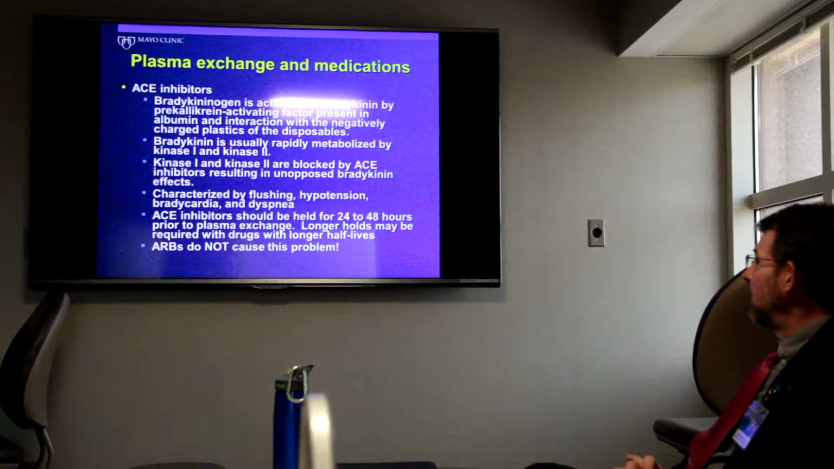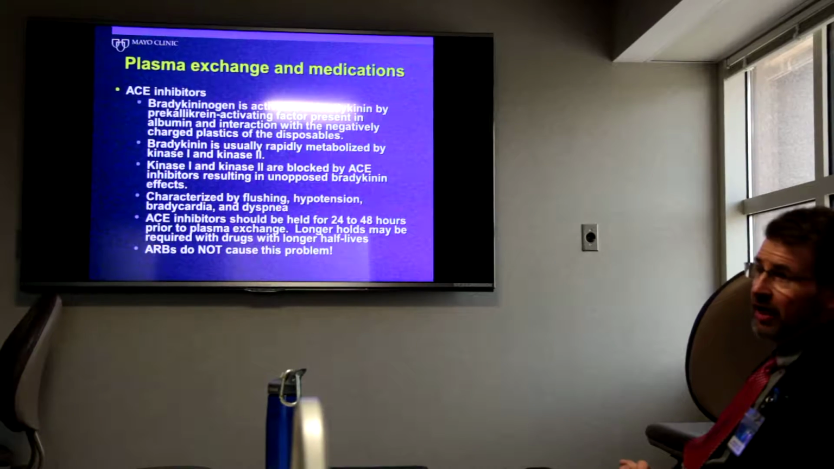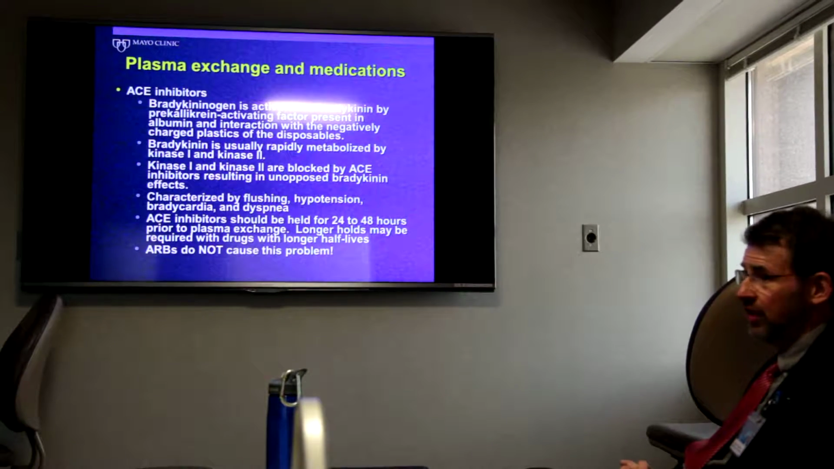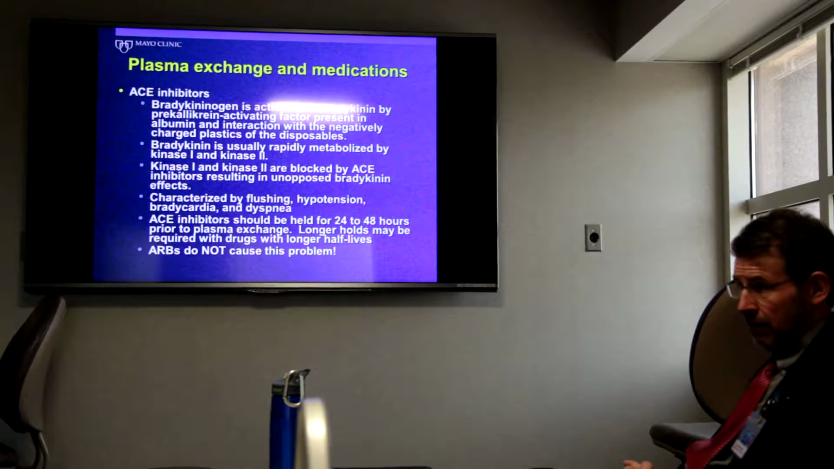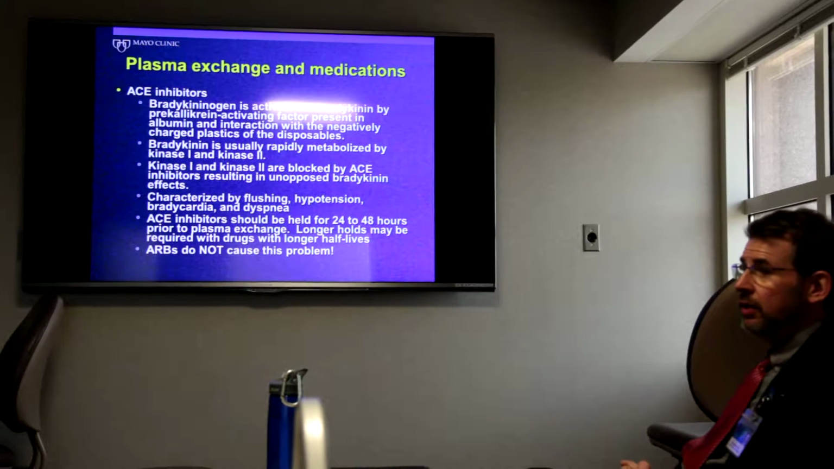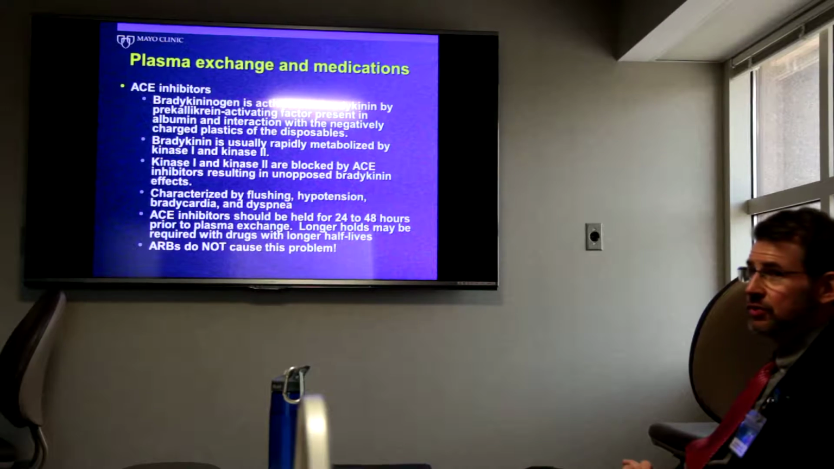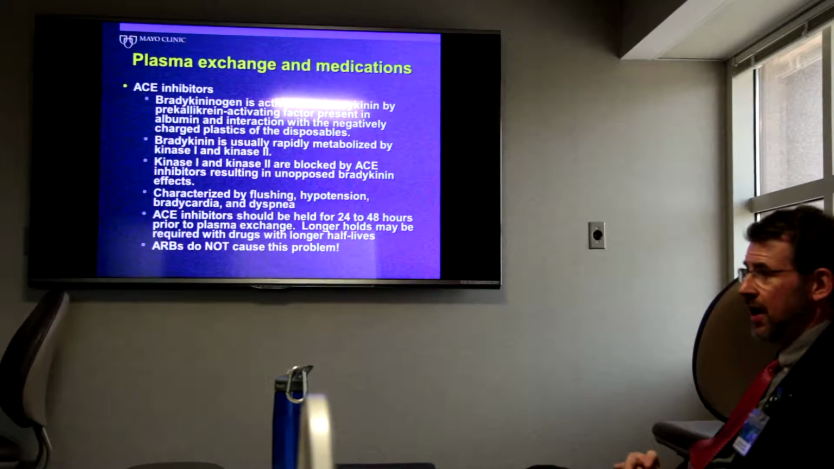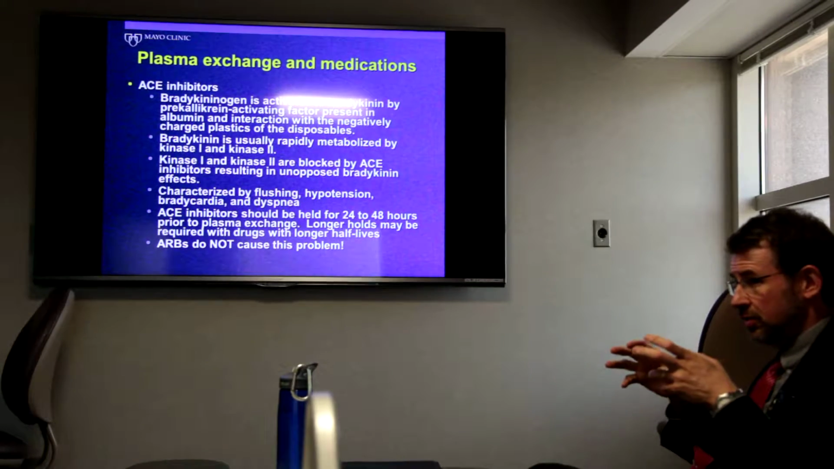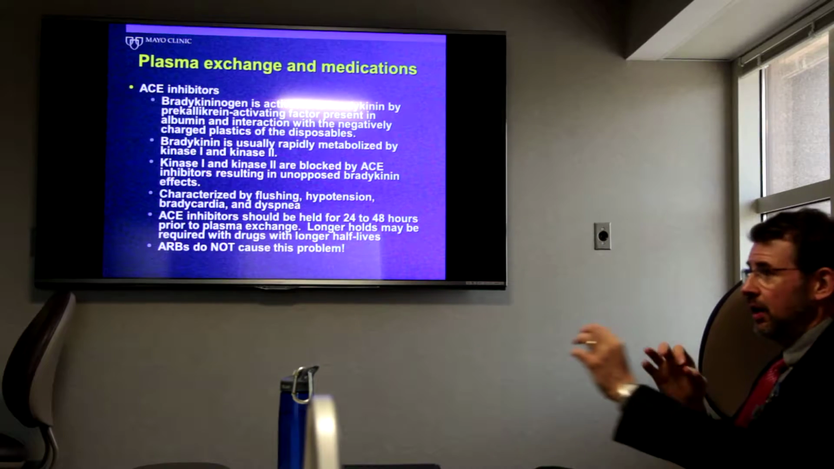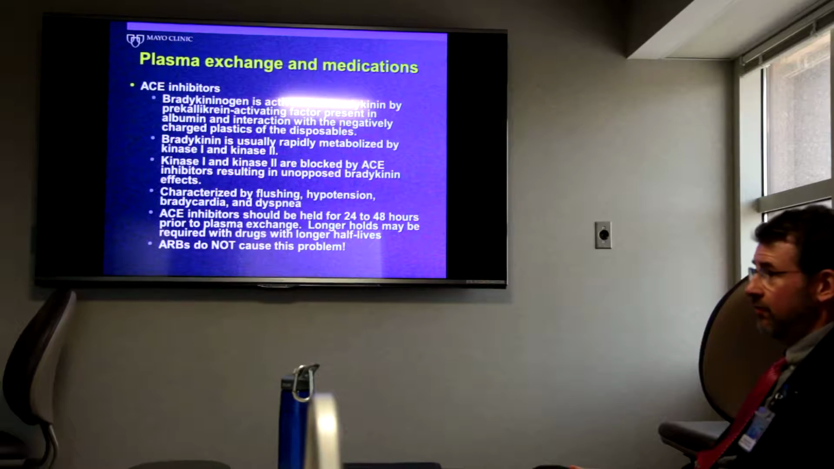Usually bradykinin is rapidly metabolized by kinase 1 and kinase 2. And it has a half-life measured in fractions of a second. So it's very quickly metabolized by the body. But if you are on an ACE inhibitor, okay, you inactivate those two enzymes, so you cannot metabolize this bradykinin. And so the result is, as soon as the blood starts coming back out of the centrifuge, it's mixed with the albumin, the prekallikrein activating factor converts the bradykinin into bradykinin. As soon as that blood comes back in and hits, okay, patients may experience profound vasodilation.